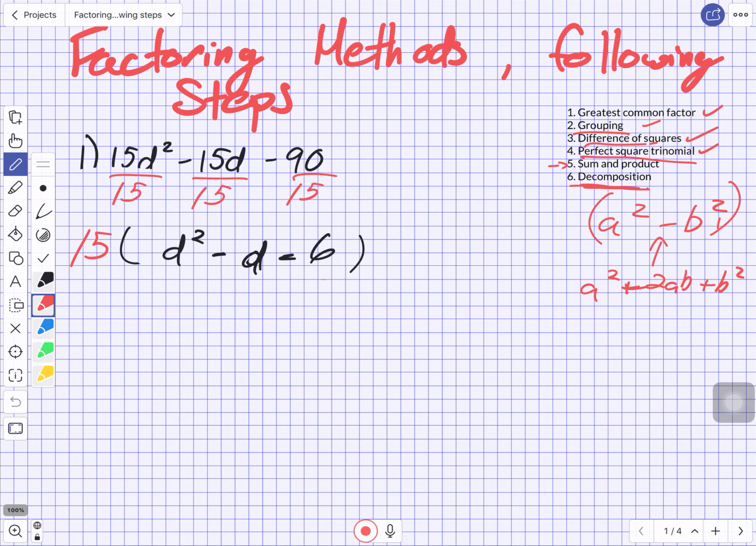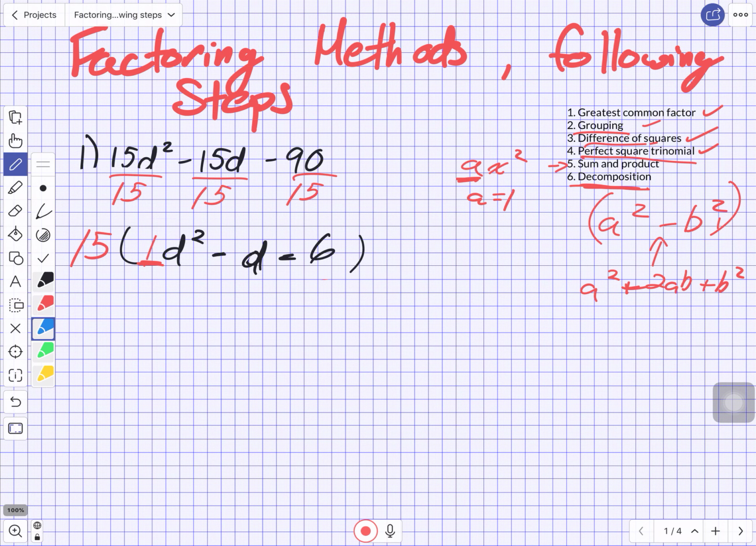Anyways, our order is the next step is sum and product. A sum and product can only be done when the first term has a coefficient of 1. So you might refer to it as ax squared, something like that. This coefficient has to be 1 to do a sum and product. Okay. Luckily, we have a coefficient of 1. So this is somewhere where you can use sum and product.